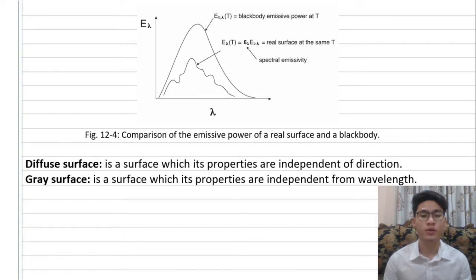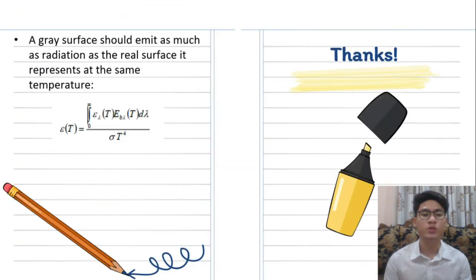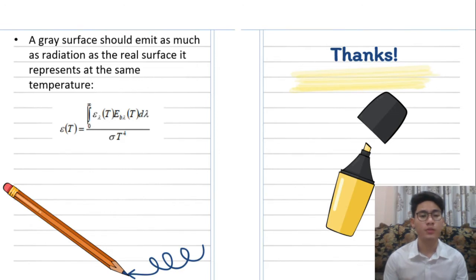To make the radiation calculation easier, we define the following approximations. A diffuse surface is a surface whose properties are independent of direction. A gray surface is a surface whose properties are independent of wavelength. A gray surface should emit as much radiation as the real surface it represents at the same temperature. The equation shows the emissivity is a strong function of temperature.